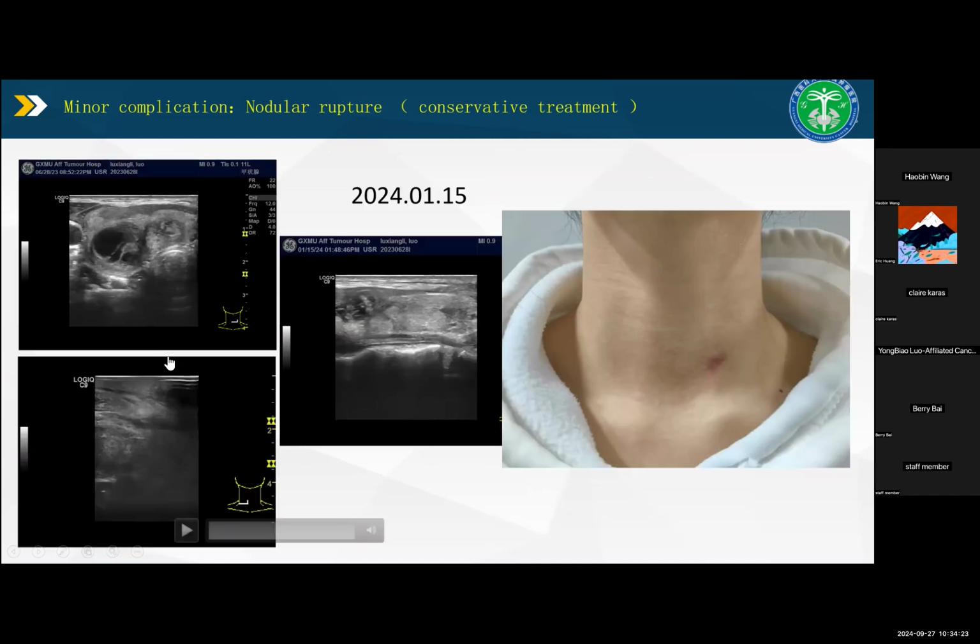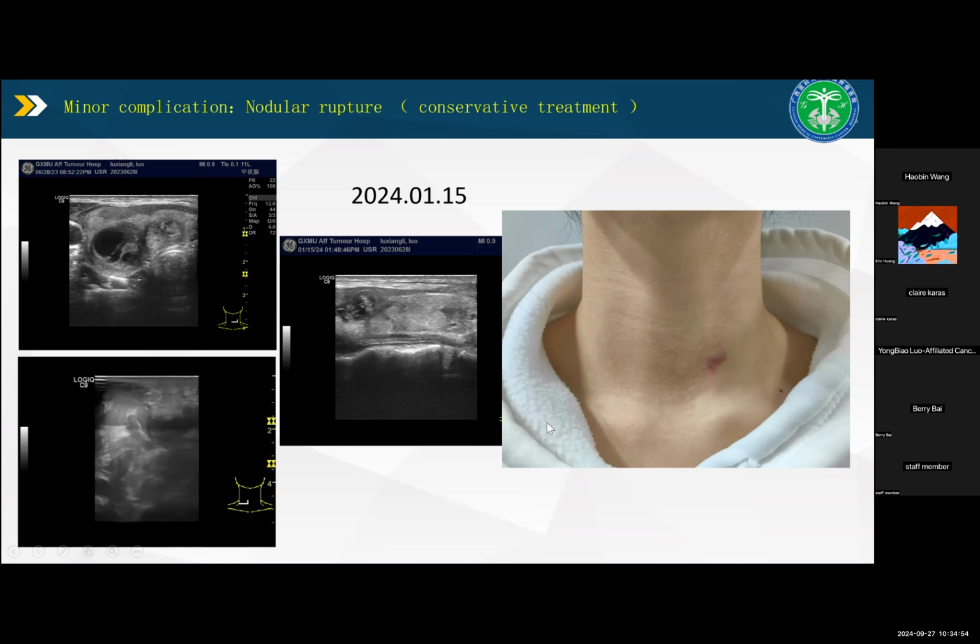This is a manifestation of the ultrasound image. We can see that there are some bad tissues under the skin breaking through to the outside. And here to the skin.